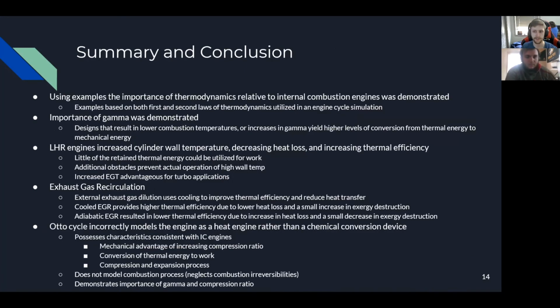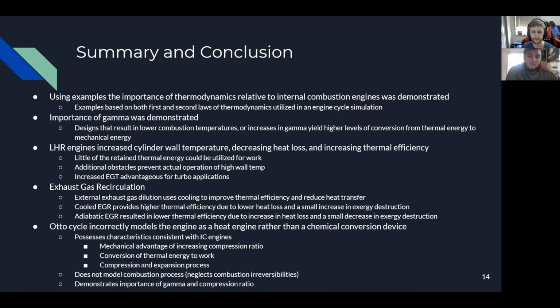To recap, we first looked at the laws of thermodynamics, then showed how they were used through a few examples. The importance of gamma was shown, and that increasing gamma will yield a better thermal efficiency. Then the low heat rejection engine increased wall temperature to decrease heat loss and increase the thermal efficiency. We saw that there was little to no efficiency gained through this process, and that there were other obstacles such as the materials that would prevent the continual operation at such high temperatures. But the possibility for improved turbo applications was seen.